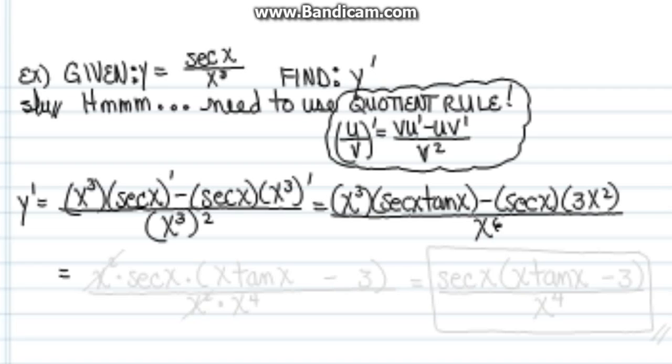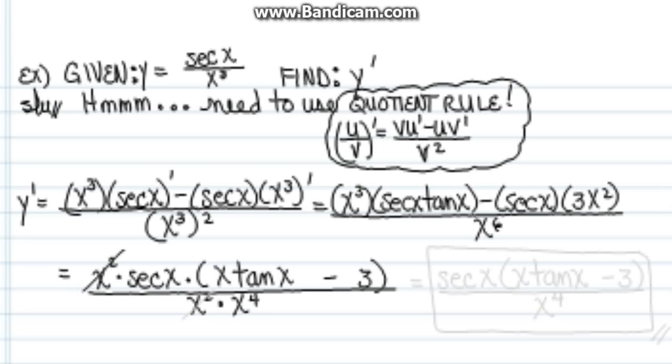Now let's factor and cancel some of this stuff. We can factor out a common factor of x squared times secant x, and that leaves, in parentheses, x times tangent x minus 3. All of that over, factor out the x squared, times x to the 4th. The x squareds cancel, and our answer is secant x, parenthesis, x tangent x minus 3, all over x to the 4th.